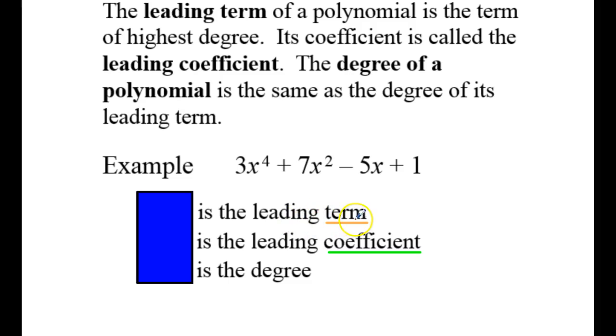So here, the leading term, again, terms are separated by addition and subtraction, and there are 1, 2, 3, 4 terms. But the leading term, with usually the highest exponent, would be 3x to the 4th. The coefficient of the leading term is 3. Coefficient is the number out front, and its degree is 4.